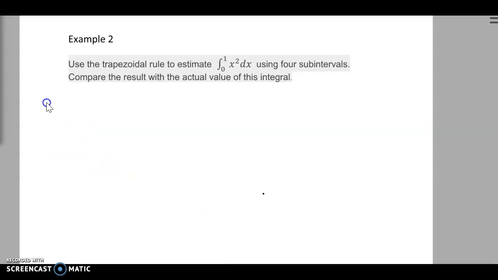Okay, so we are going to look at our trapezoidal rule. So we need to know what delta x is. We also need to know what n is. It says that we're going to use 4 subintervals, so n will equal 4. And then delta x is going to be 1 minus 0 over 4, so our delta x is going to be equal to 1/4. We need to know what our endpoints are for the trapezoidal rule. We do not need to find midpoints on this one, so that is very helpful.